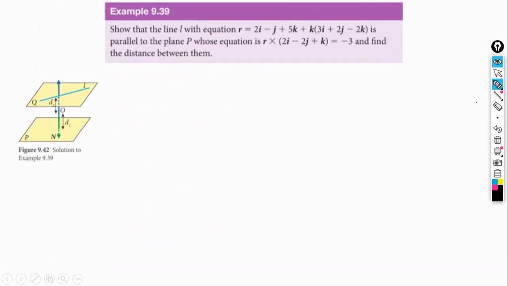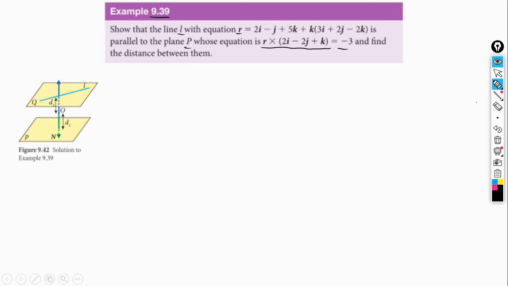So next we have example 9.39, and it says, show that line L with equation r is equal to 2i minus j plus 5k plus k times 3i plus 2j minus 2k is parallel to the plane P, whose equation is r dot product 2i minus 2j plus k is equal to negative 3. So notice that this is another notation, but this is the same as we saw previously. And find the distance between them.